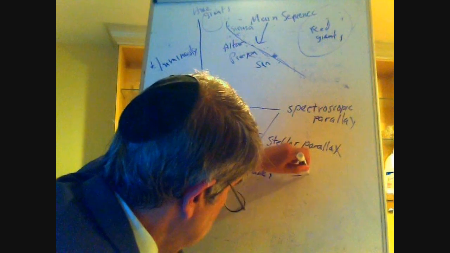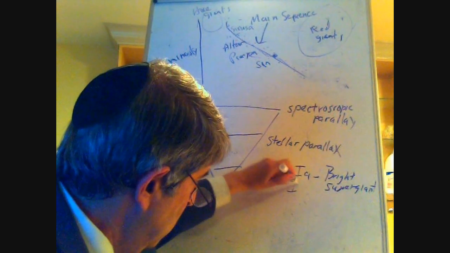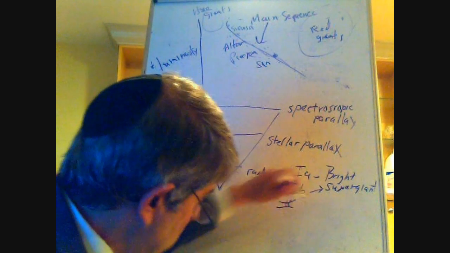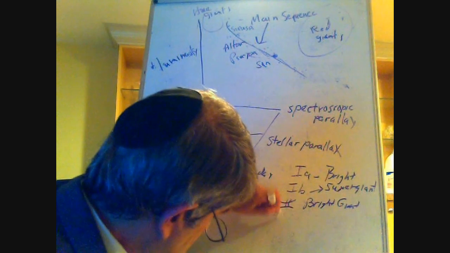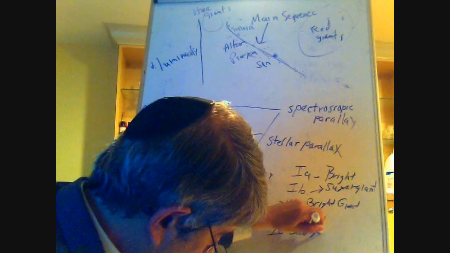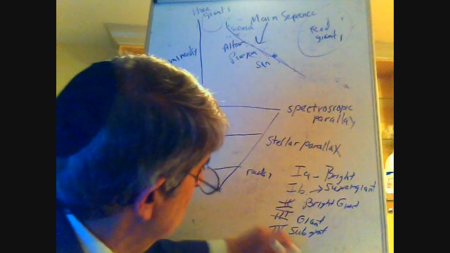A 1A star is a bright supergiant. 1B is just a supergiant. Luminosity type 2 is a bright giant. A type 3 star is a giant star. Type 4 is a subgiant. And the last one is type 5. These are main sequence stars and dwarfs.